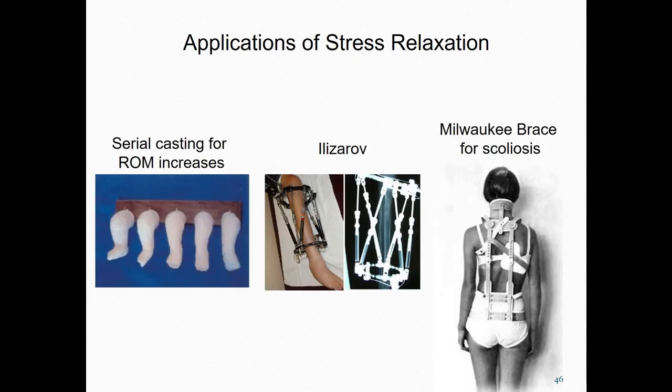Examples of the clinical application of the stress relaxation principle can be seen in the use of serial casting, Ilizarov frames, and in the use of the Milwaukee brace for scoliosis. Serial casting is a process in which a series of casts are successively used to stretch soft tissues for an extended length of time, and Ilizarov external fixators are ring-like braces. The frame is applied to the outside of the limb and connected through the unbroken part of the bone inside the limb.